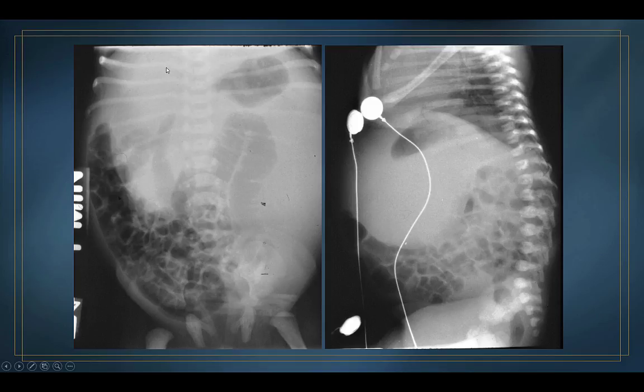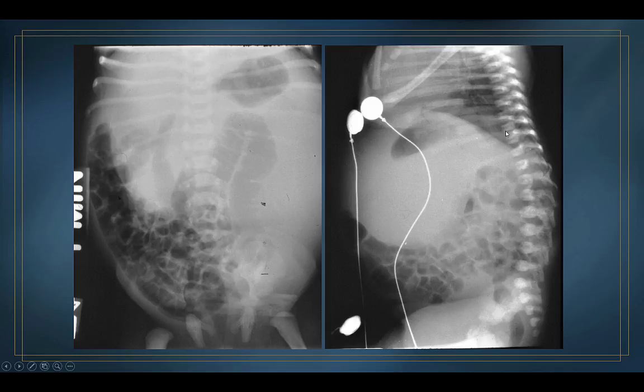This is actually, I don't think you can really tell, but this is actually a 1-minute film from an IVP. And back when I started here, believe it or not, we used to do 5, 6, 7, 8 IVPs in neonates a week because it was the only way to evaluate the kidneys or to evaluate whether you might have an abdominal mass, because ultrasound was truly in its infancy back then.